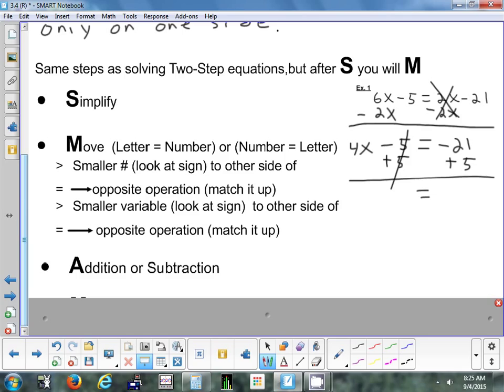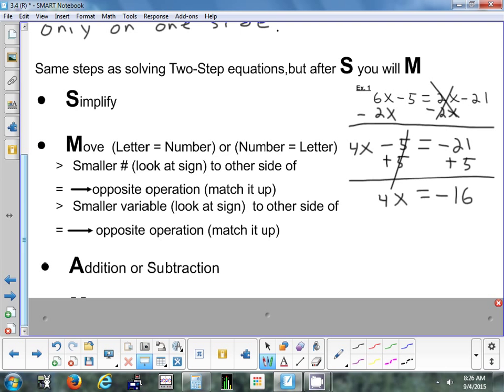-5 plus 5, that's gone. Left-hand side, how about Ryan? What do I still have left on this side? 4x. Good. 4x. And now we've got -20. The other side's a little more tricky. It's -21 plus 5. Think about it: you're adding numbers with opposite signs, so we take the sign of the bigger number. Which number is bigger here? Which one, Corey? Negative 21 is bigger than 5. So we take the sign of the bigger number. And how much is it? -16. Perfect.